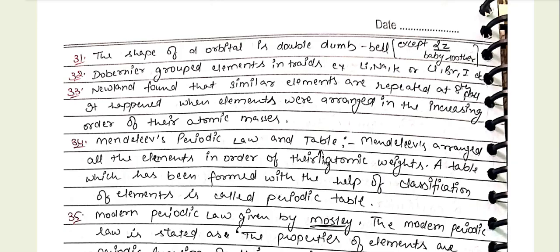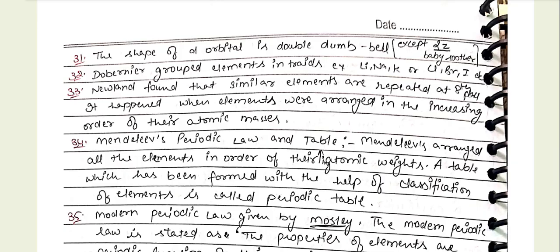Dobereiner grouped elements in triads, for example lithium, sodium, potassium, or chlorine, bromine, iodine. Newlands found that similar elements are repeated at the 8th place. It happened when elements were arranged in increasing order of their atomic masses.